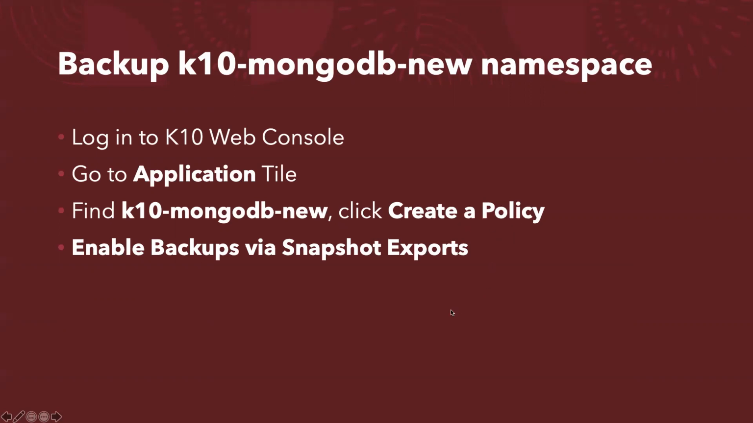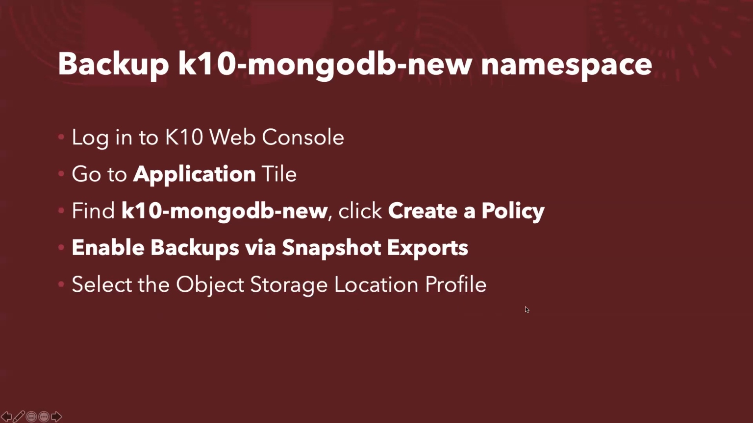Remember to enable backups via snapshot export, which is safer. Then you can leverage cheaper cloud storage to avoid situations like a ransomware attack, for example. With object storage, you can enable object lock or retention lock to avoid a ransomware attack, and you can also keep data longer at lower cost. Okay, and you can select the object storage location profile. Then you click create a policy. That's how we create a backup policy.